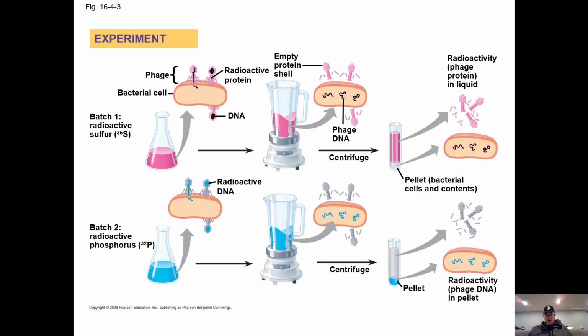Well, you do the same with the radioactive phosphorus, and it's the pellet down here that's the radioactive part. So what that's telling us is that proteins are staying on the outside of the bacterial cell, and DNA is going on the inside. And the idea is that when that DNA gets inside, it gives directions to the bacterial cell to make more virus parts. So protein and DNA, and then they assemble it, make the virus parts, and then they break out. So ultimately, we read this as DNA is the molecule of heredity.